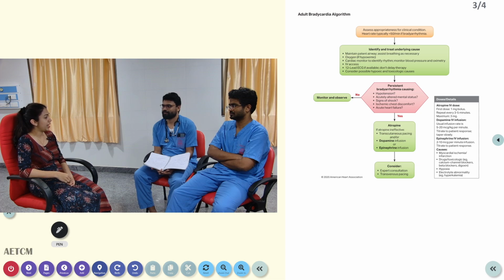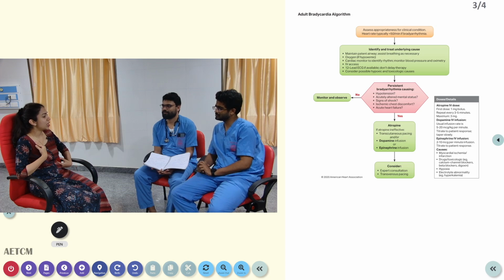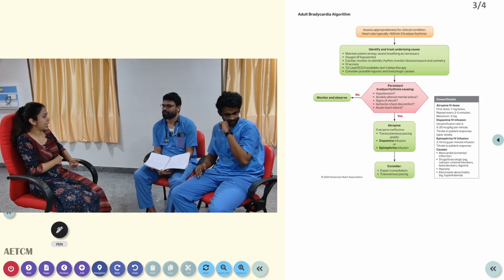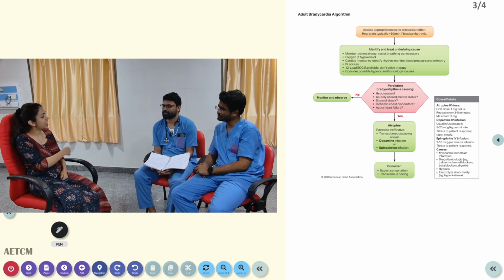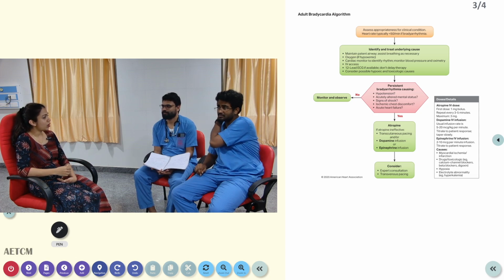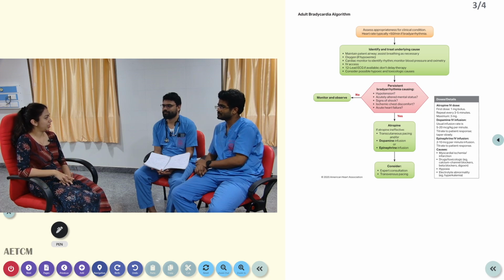So adhesive paddles should be attached either below the right clavicle and at the apex, or you can keep it anteroposteriorly. One can be kept anteriorly at the apex and the other one can be kept on the left side, between the scapula and the midline. Between the scapula means just below the scapula and the midline. So that is the anteroposterior position.